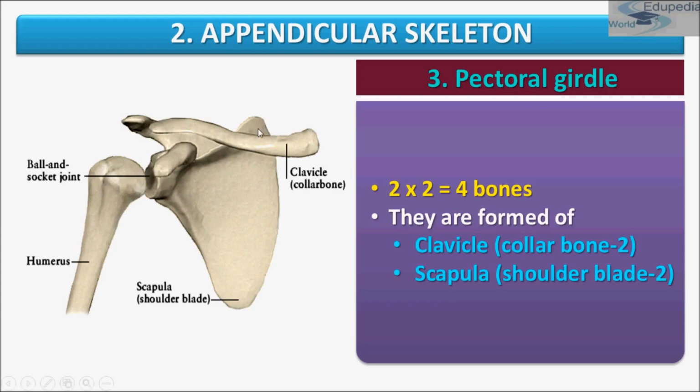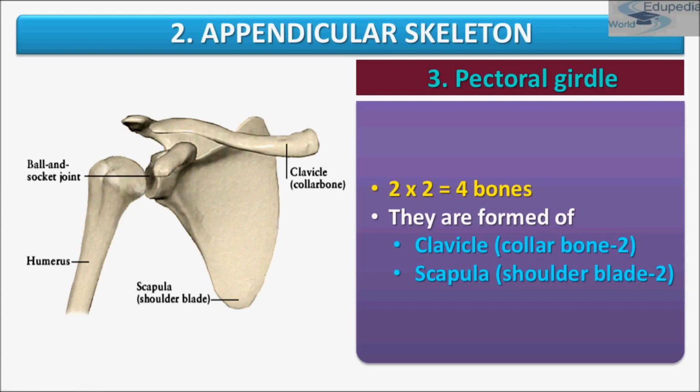Clavicle is your collarbone. It is a long curved bone forming the anterior part of the shoulder girdle, and it has a shaft and 2 extremities. One extremity is this and the second extremity is this, and the medial extremity is called the sternal extremity. But we won't go into detail of it.